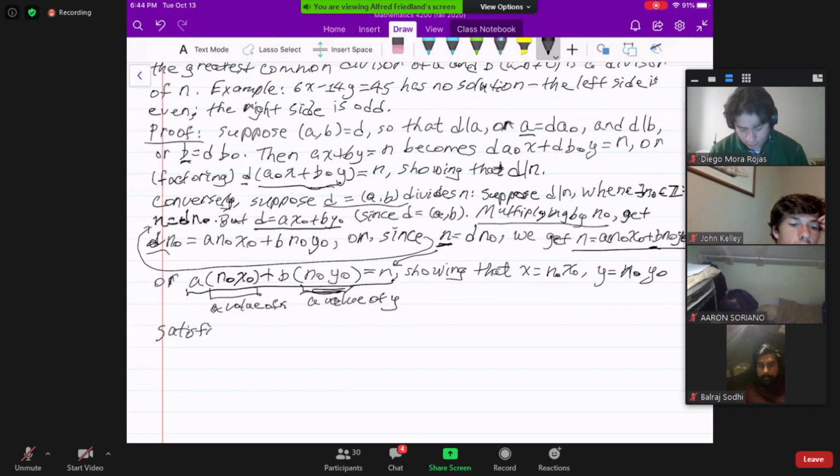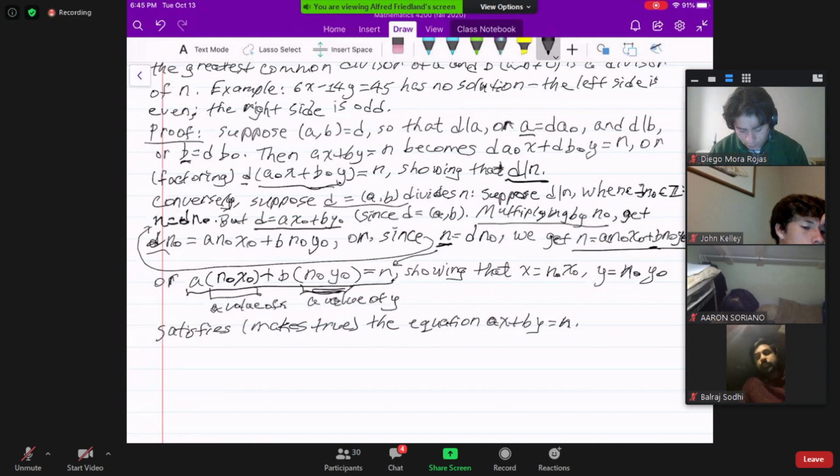satisfies, that means makes true, the Diophantine equation AX plus BY equals N. So that shows that first, if D is the greatest common divisor of A and B, then D divides N.